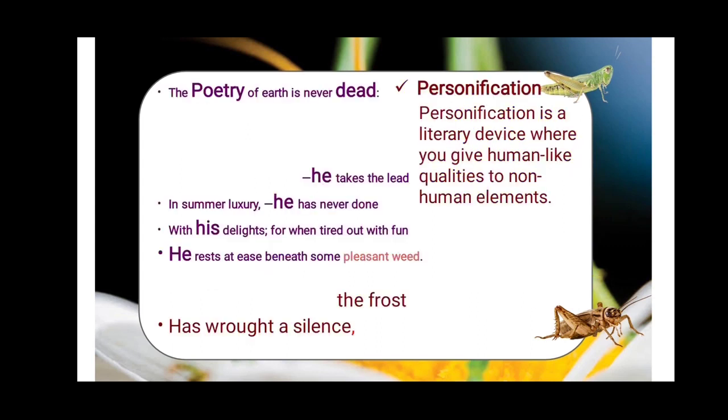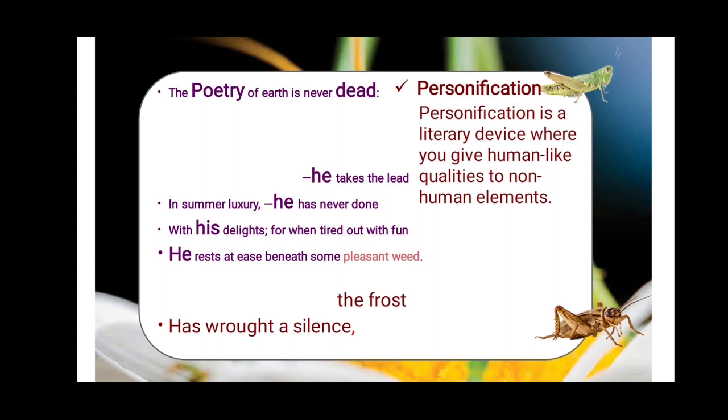Now, personification. Personification is a literary device where you give human-like qualities to non-human elements. "The poetry of earth is never dead." In poetry and dead, these two words, poetry has been personified, attributed the human quality of dying. And the next, "he takes the lead." He, the grasshopper, has been attributed human qualities. Again, "he has never done with his delight." Here also the grasshopper has been attributed human qualities. And in the line, "he rests at ease beneath some pleasant weed," here also the grasshopper has been attributed human qualities.